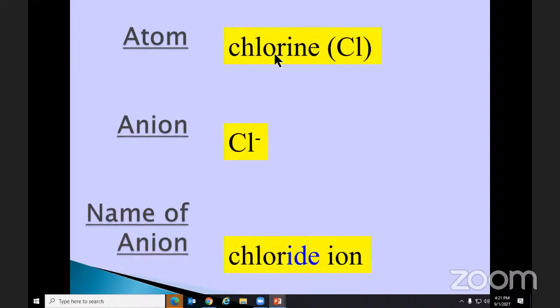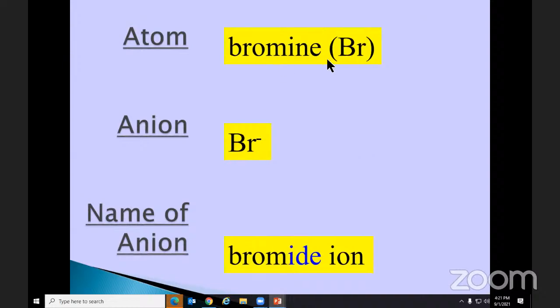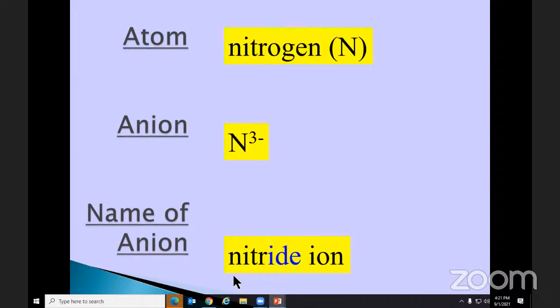A similar thing will happen in the case of chlorine, right? When chlorine gains an electron, it forms a chloride ion, all right? So again, we replace the INE here with the IDE ending to get the name of the corresponding anion. Same thing with bromine. The INE ending is replaced with IDE, so the name of the anion formed from bromine is called the bromide ion.